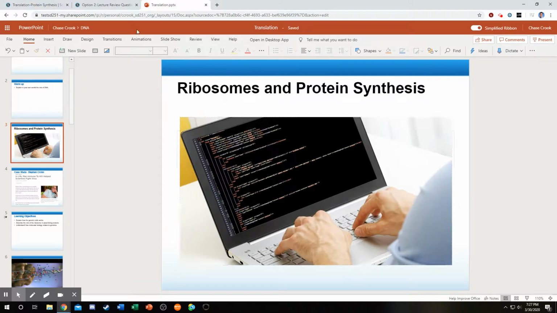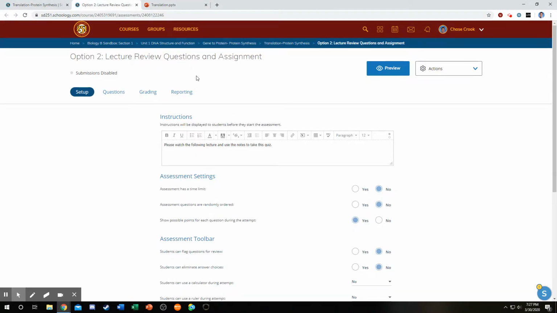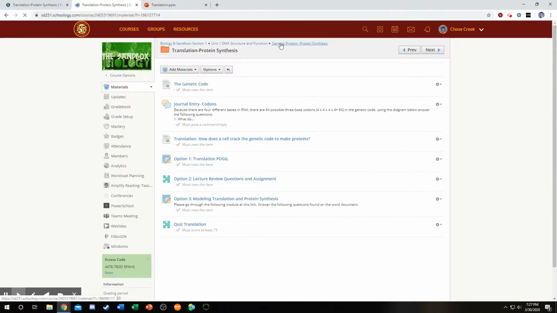All right, you guys, here we go. Just doing a quick little lecture. So you are right now in translation looking at protein synthesis. We're looking at the second, or kind of like the last step of protein synthesis here.